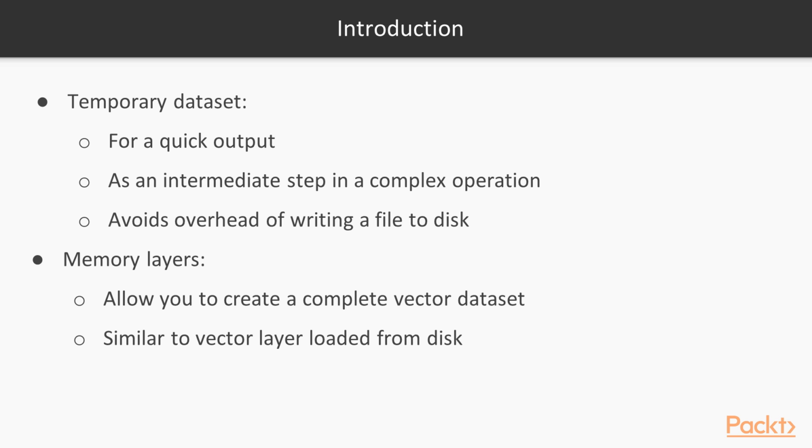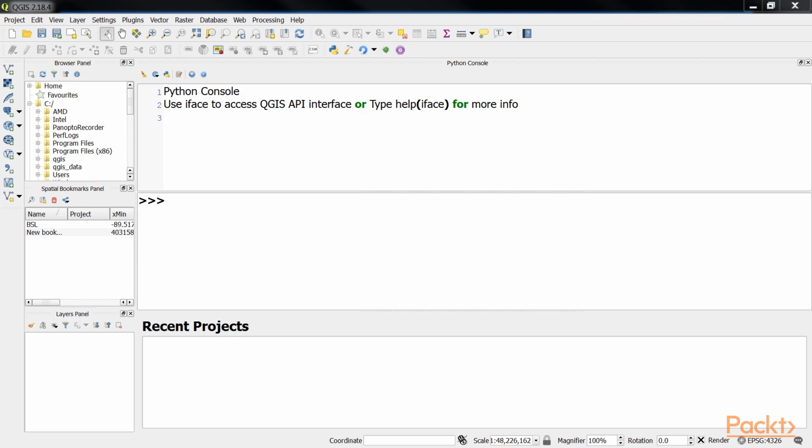PyQGIS employs memory layers that allow you to create a complete vector dataset, including the geometry, fields, and attributes virtually. Once the memory layer is created, you can work with it the same way you would with a vector layer loaded from the disk. This video runs entirely inside the PyQGIS console, so no preparation or outside resources are required.